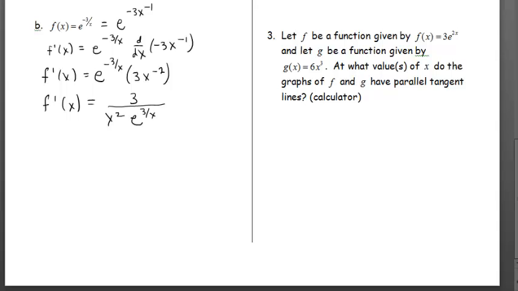All right, we have 2 functions. You can graph them in the xy plane in your calculator. Notice it is a calculator question. You can graph them, but the question is, at what value of x do the graphs of f and g have parallel tangent lines? At what values of x do f and g have the same slope? Well, how about find f prime and g prime and set them equal to each other on the calculator?